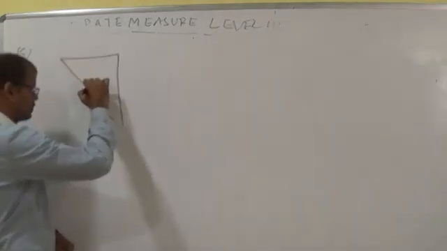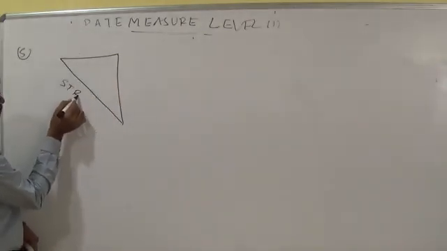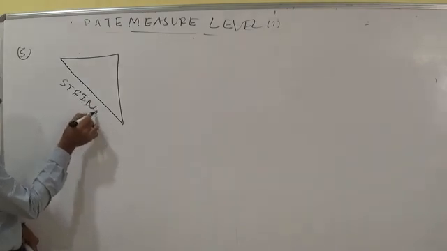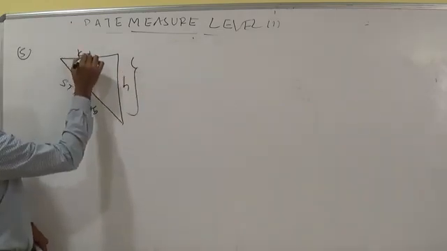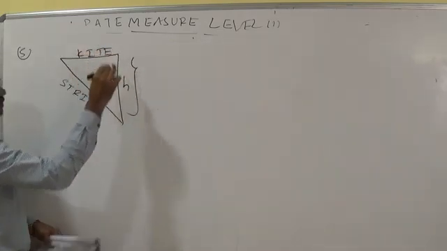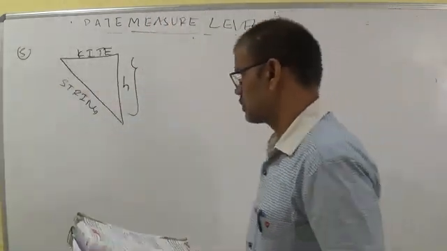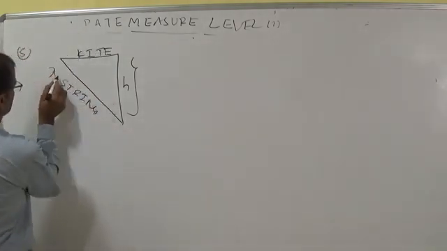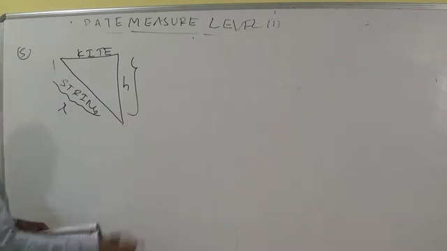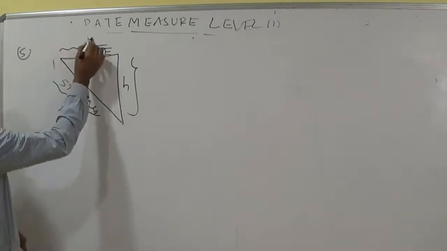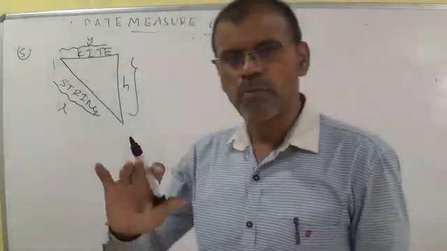This string, and this height h. A kite flying at height h meters has x meters of string. Okay, let us take this string as x meters. This entire string is x meters. So let it be, the place is y. X meters at t seconds the string paid out.